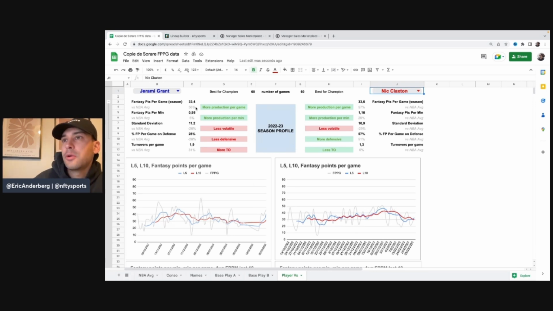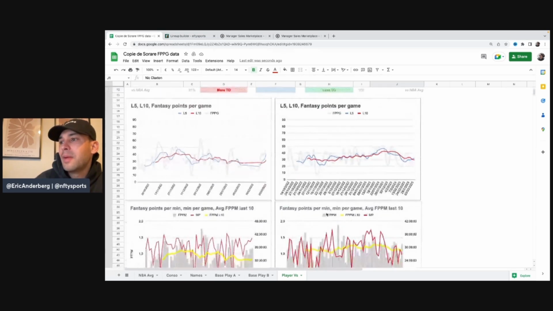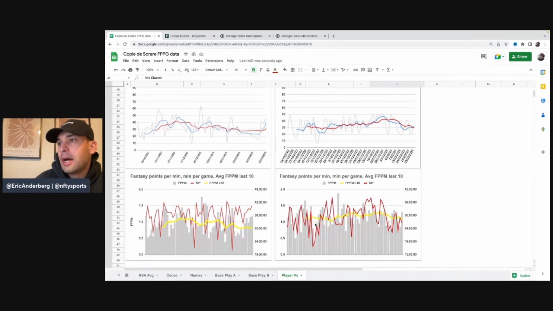So fantasy points per game, you can see they're about the same. Fantasy points per minute, Claxton is able to sustain a higher amount. If you go over to the graphs down here, it's kind of the same as we were looking at the last one. He's able to sustain over 1 point per minute pretty regularly. Less volatile when it comes to minutes.